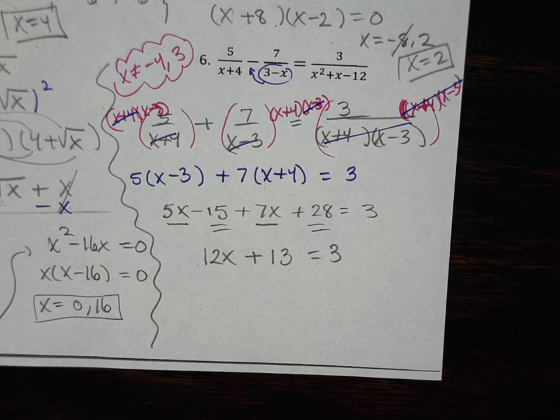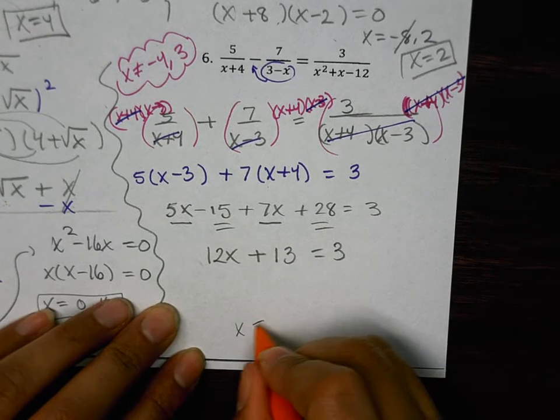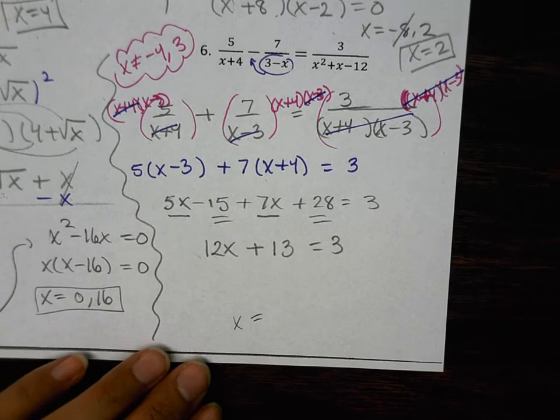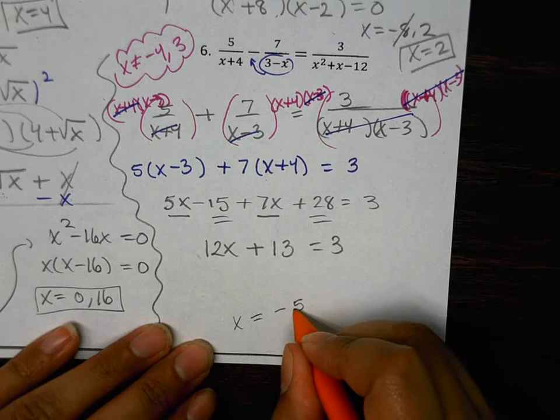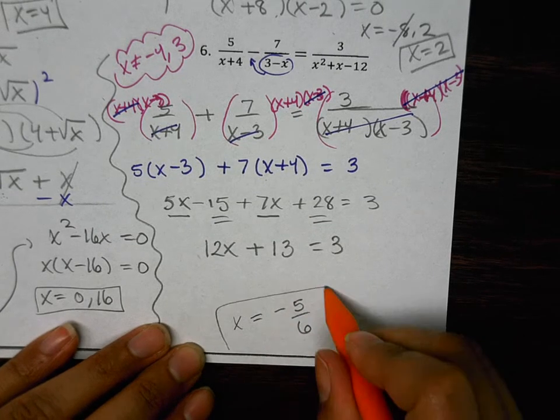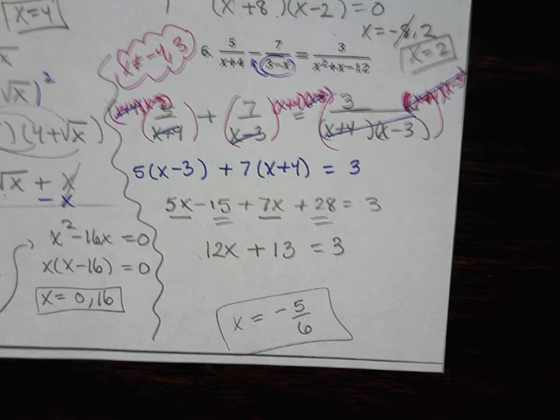All right, did you guys do it? Is it positive or negative? And did you guys reduce? Okay, what do you get? -5 over 6. Questions?